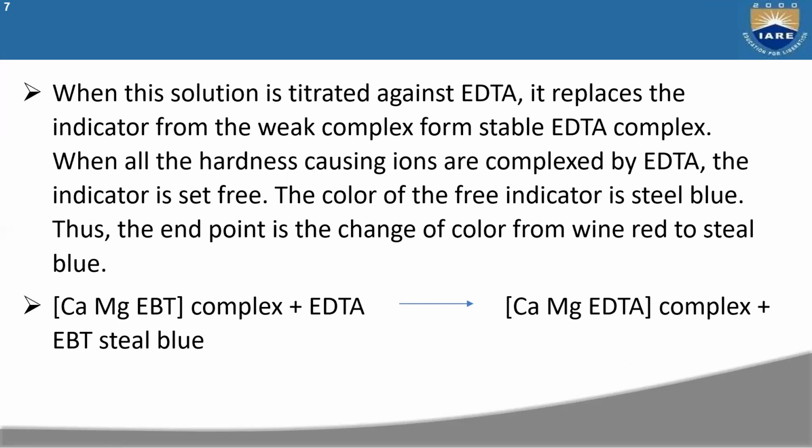Later we have to titrate with EDTA. So we get the calcium magnesium EDTA complex, which is a stable complex, and the color is steel blue. When all the hardness-causing ions are complexed by EDTA, the indicator is set free. The color of the free indicator is steel blue. Thus, the end point is the change of color from wine red to steel blue. Okay.